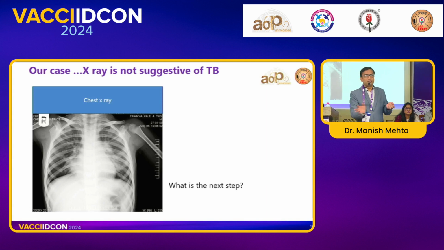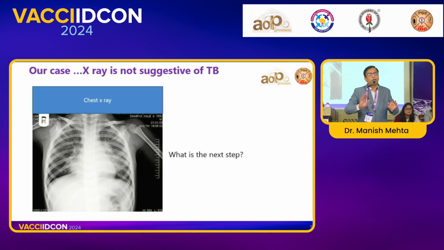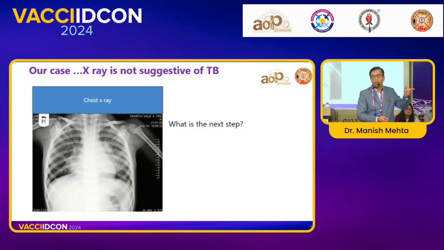Our child has this X-ray. What will you do? Child has come to you, got an X-ray. What will you do for this child now? You will go for direct sampling. No, you will give a 7 days trial of antibiotic first. Which antibiotics to be used? Which antibiotics not to be used?